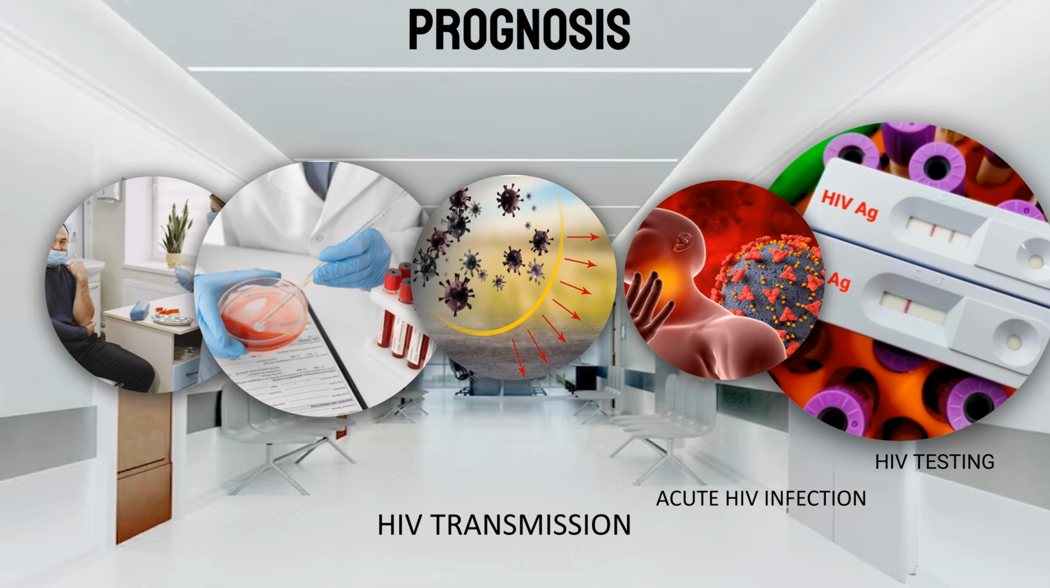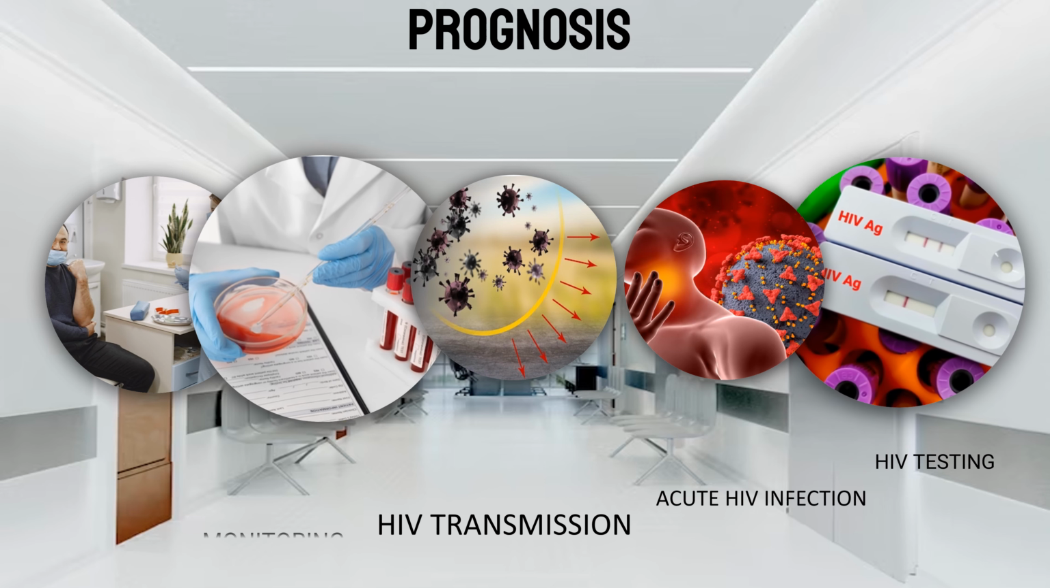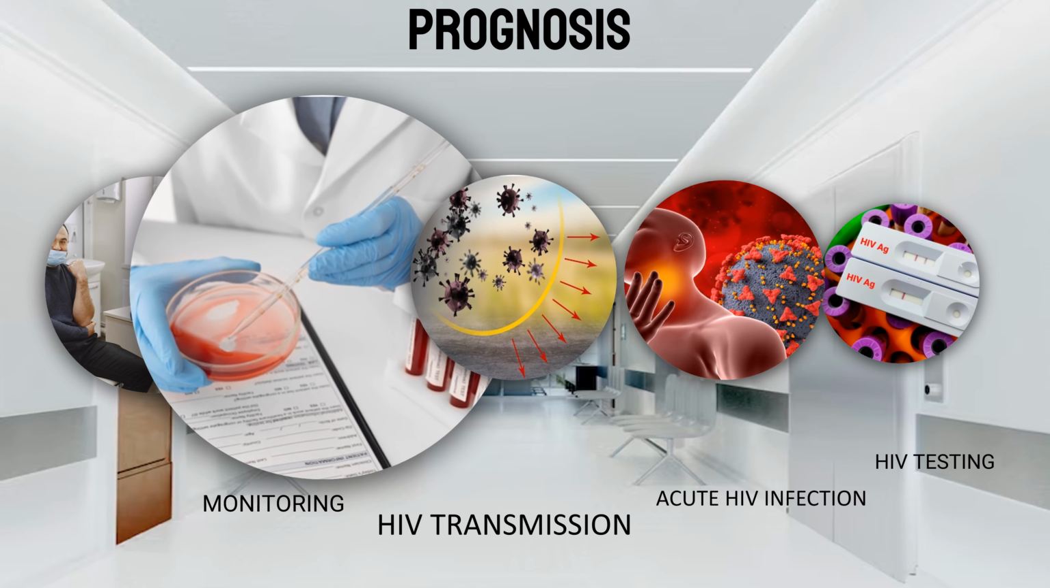Early detection is crucial for timely intervention and to prevent the virus from causing severe damage to the immune system. And also monitoring. Regular monitoring of HIV viral load and CD4 cell count is essential to assess the effectiveness of ART and to ensure that the virus remains undetectable in the bloodstream. And lastly is long-term outlook.